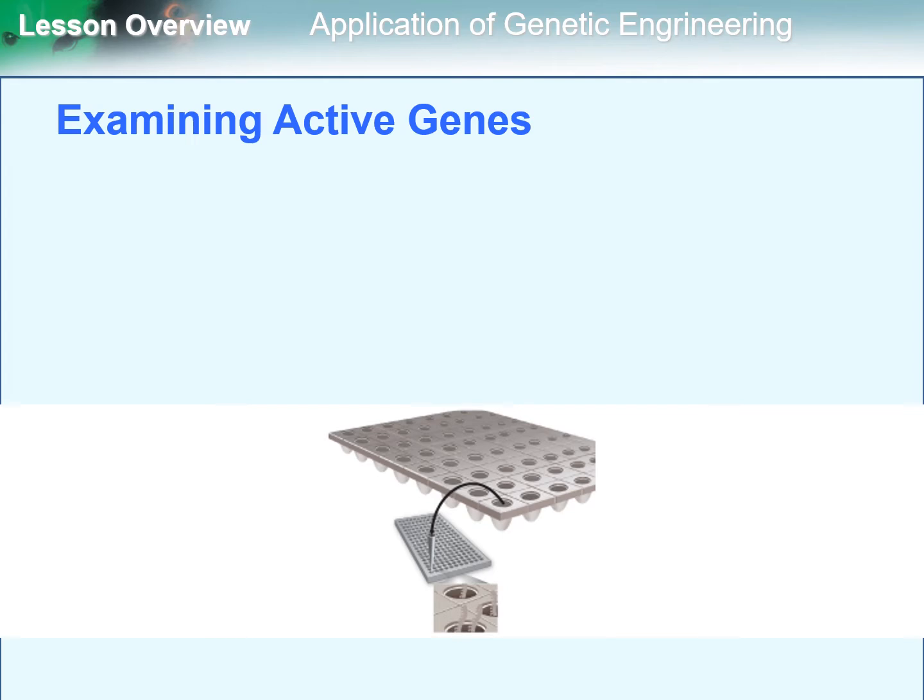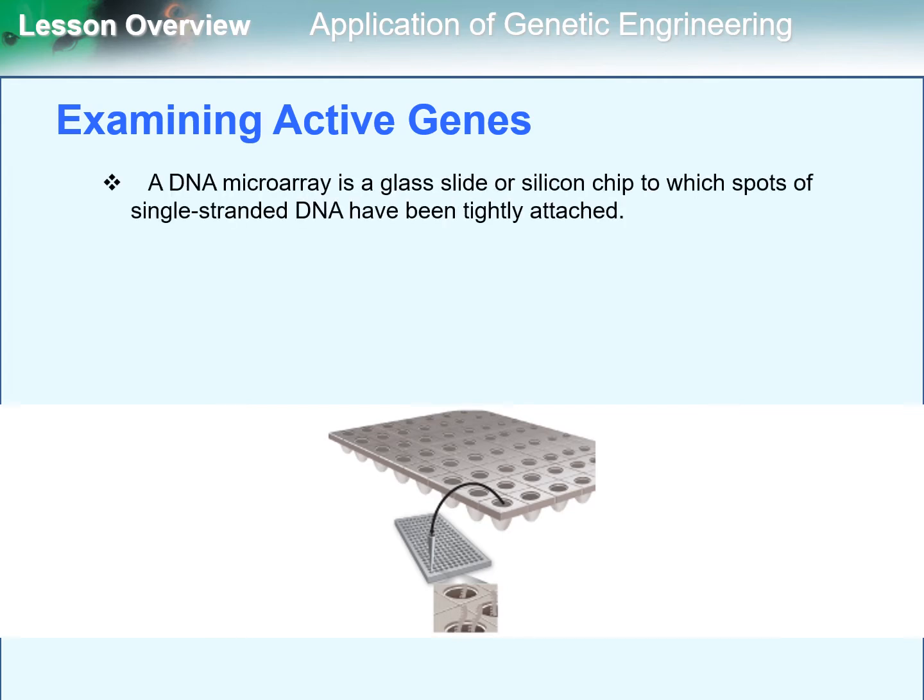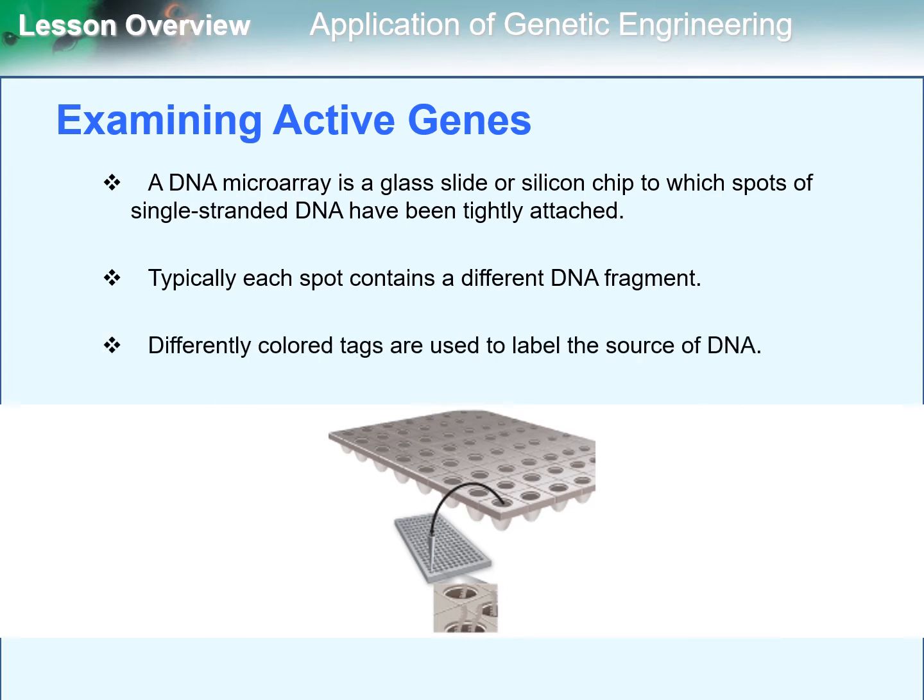So what is a DNA microarray? A DNA microarray is a glass slide or silicon chip to which spots of single-stranded DNA have been tightly attached. Typically, each spot contains a different DNA fragment. Differently colored tags are used to label the source of DNA.